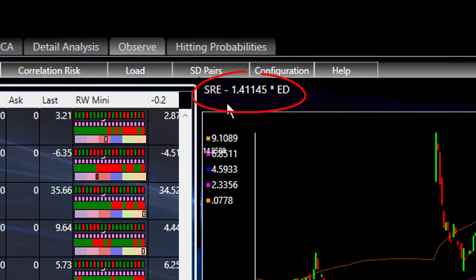SRE minus 1.41 of ED. It is a short. So for every share of SRE that you sell, you're going to buy 1.41 shares of ED.